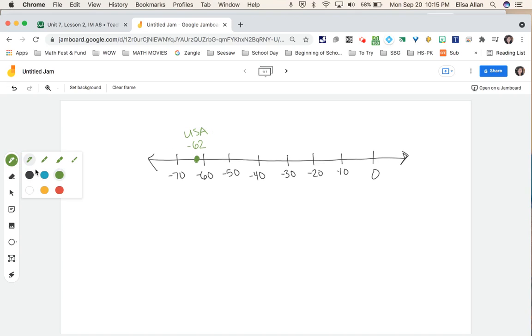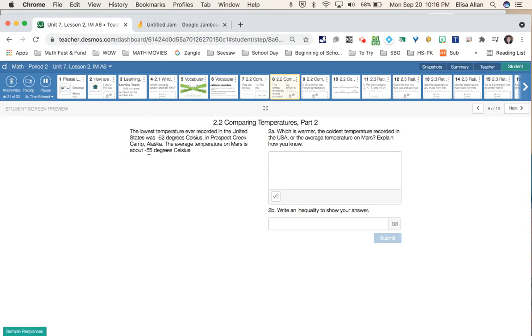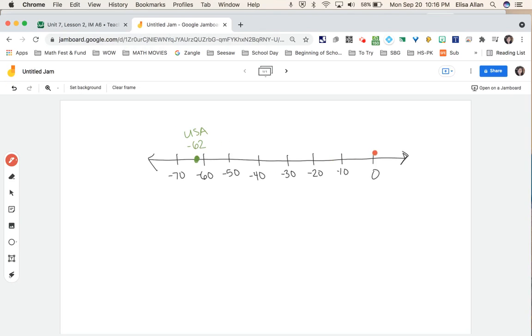And the average temperature on Mars, do you recall, says that it was at negative 55 degrees Celsius. So here, from 0, I'm going to go negative 10, 20, 30, 40, 50. I still need to go 5 more to get to negative 55. And here I'm at negative 55 degrees Celsius. And here, again, this was for the average temperature on Mars.